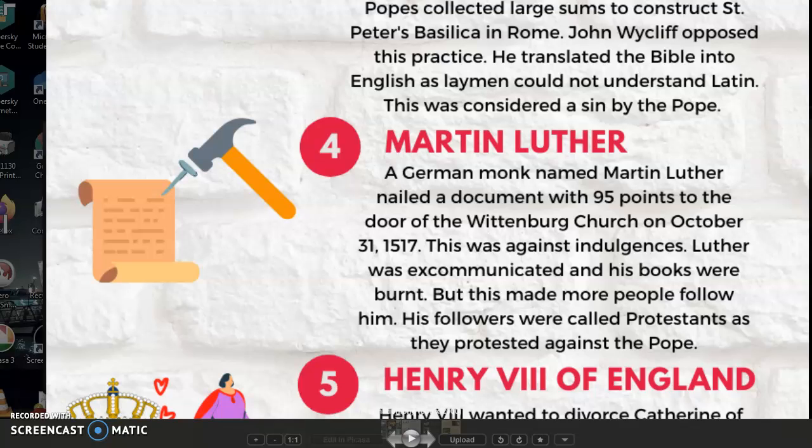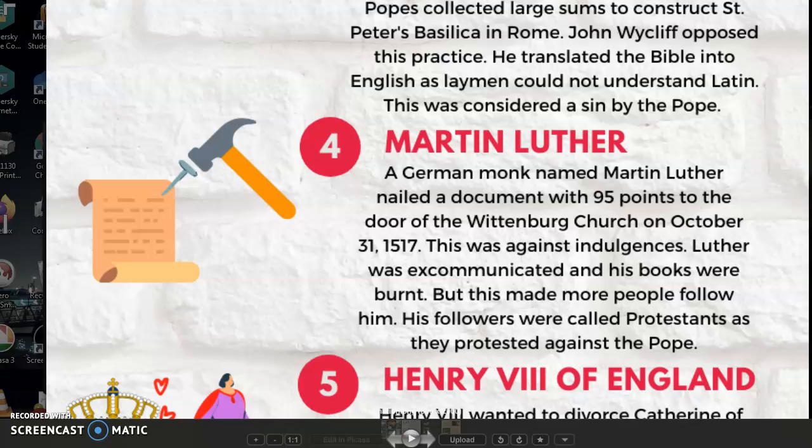The Reformation began in proper with Martin Luther. Martin Luther was a German monk. He nailed a document with 95 points against the practices of indulgences to the door of the Wittenberg Church on October 31, 1517.